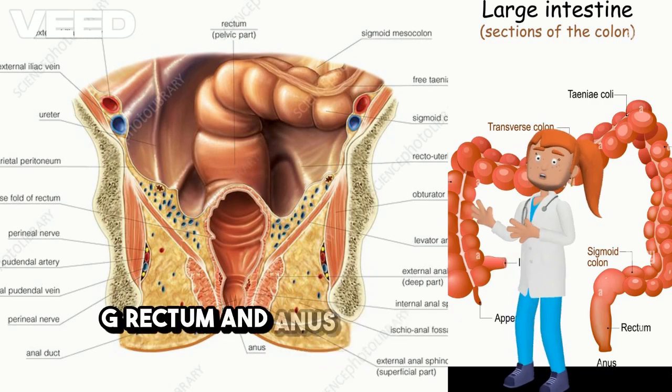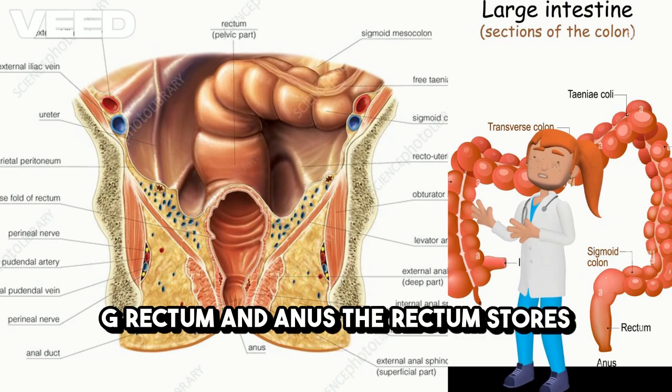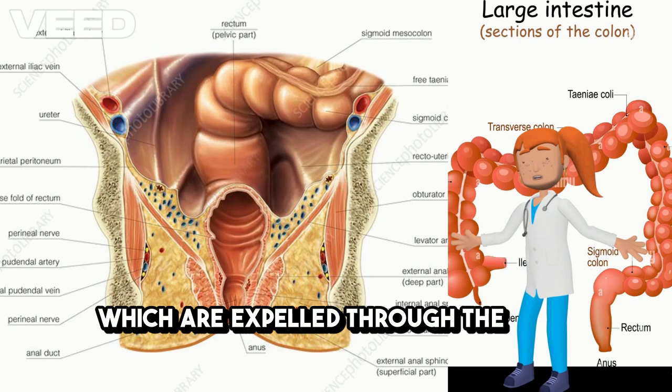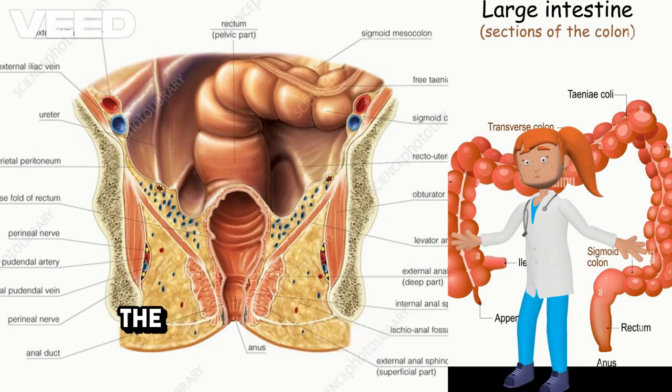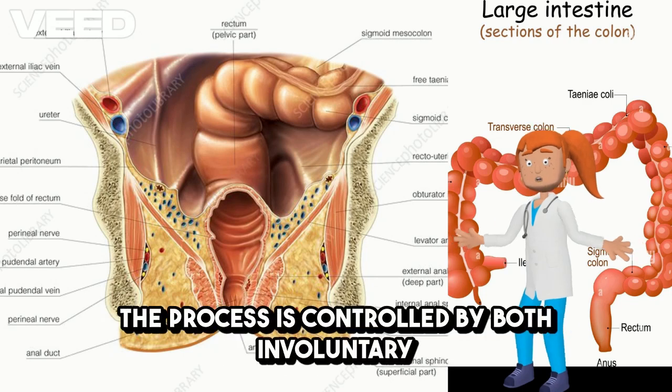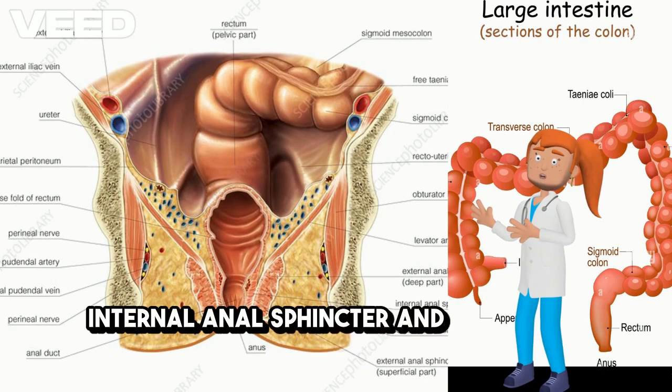G. Rectum and anus. The rectum stores feces, which are expelled through the anus during defecation. The process is controlled by both involuntary, internal anal sphincter, and voluntary, external anal sphincter, muscles.